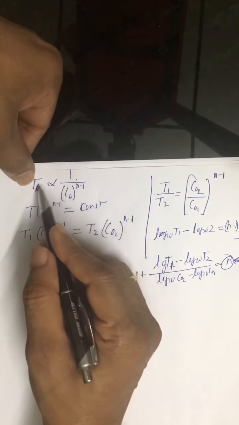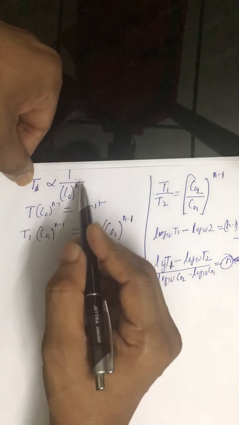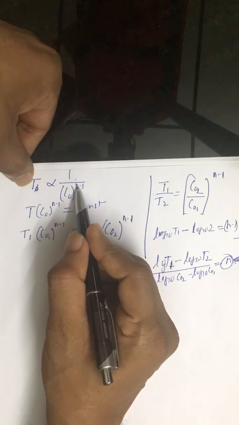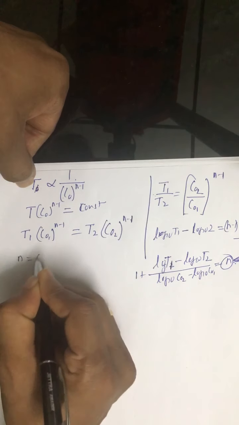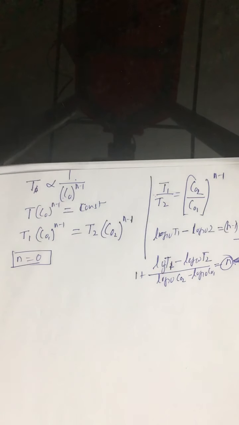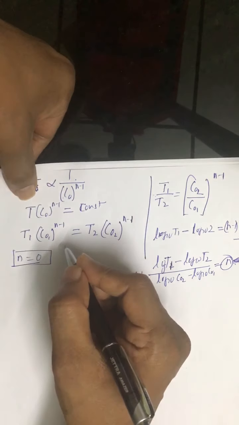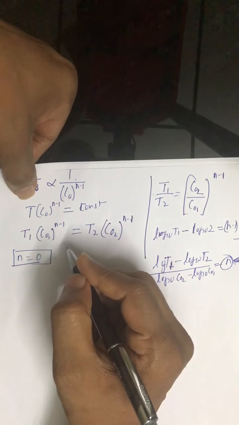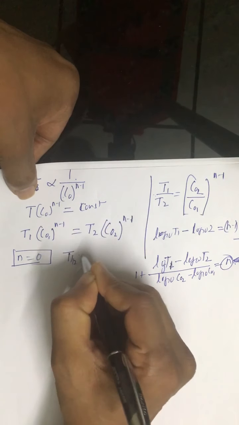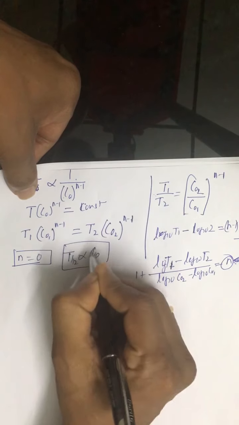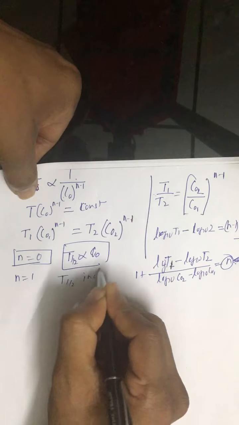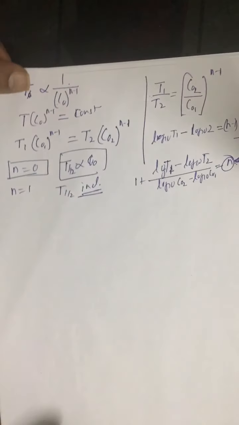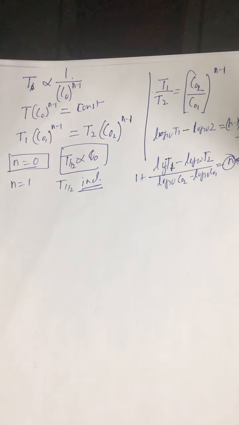Normally the question comes if n is equal to 0, that means it is a zero order reaction. In that case t half is directly proportional to C0. T half is directly proportional to C0 for zero order reaction. For first order reaction n is equal to 1, T half is independent of initial concentration. So on the basis of this you can find out the order of reaction.